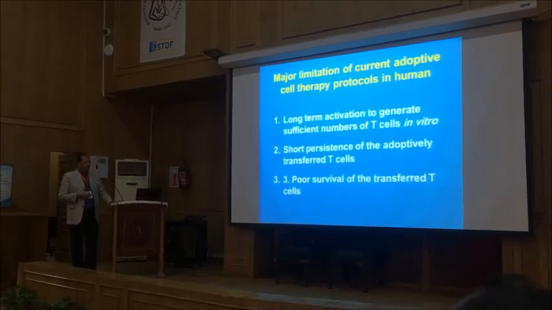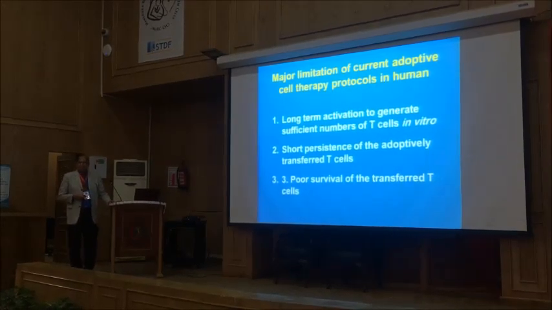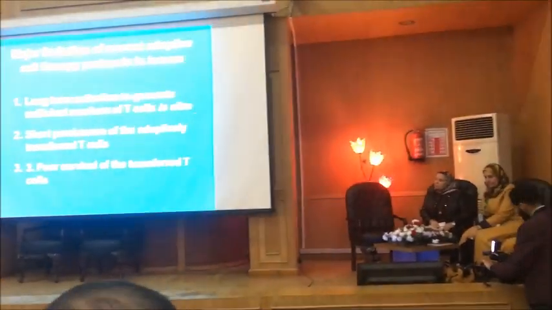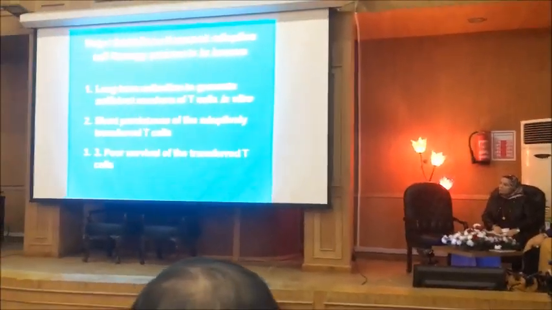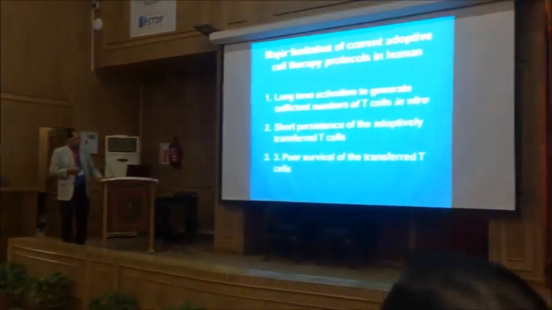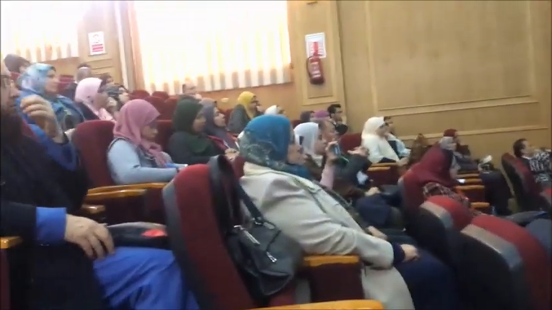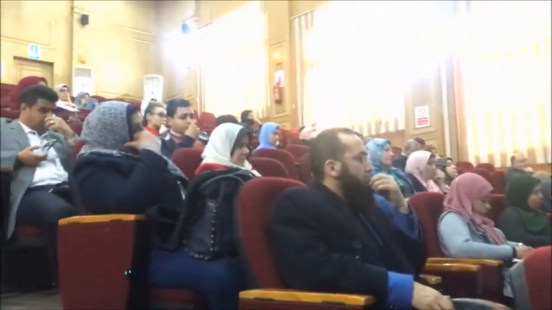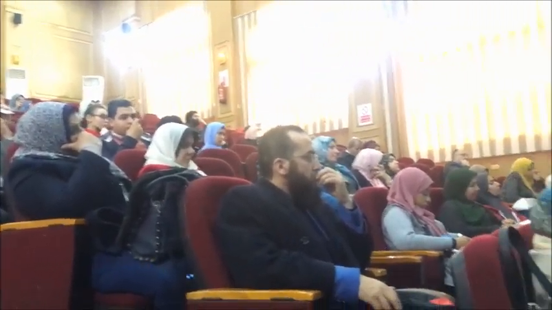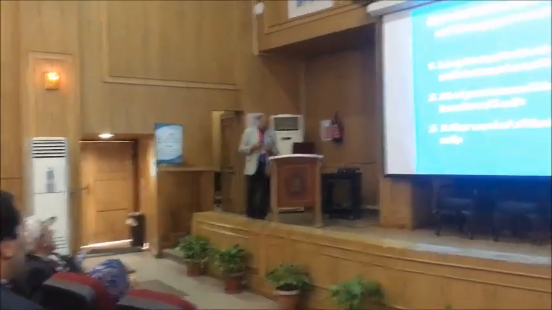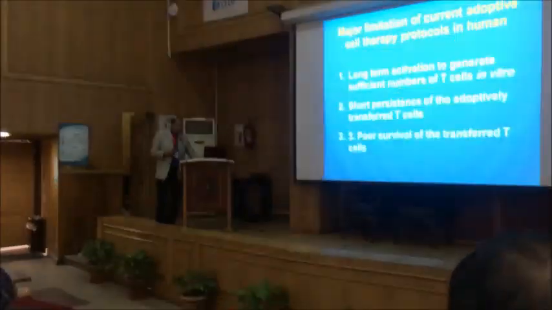The second one is short persistence of adaptively transferred T cells. Even the cells which survive and traffic into the tumor die later on. They don't persist for a long time. The third challenge is poor survival of the transferred T cells. When you take these cells ex vivo and measure the cytolytic activity, you find they are already exhausted, so they cannot form memory cells.